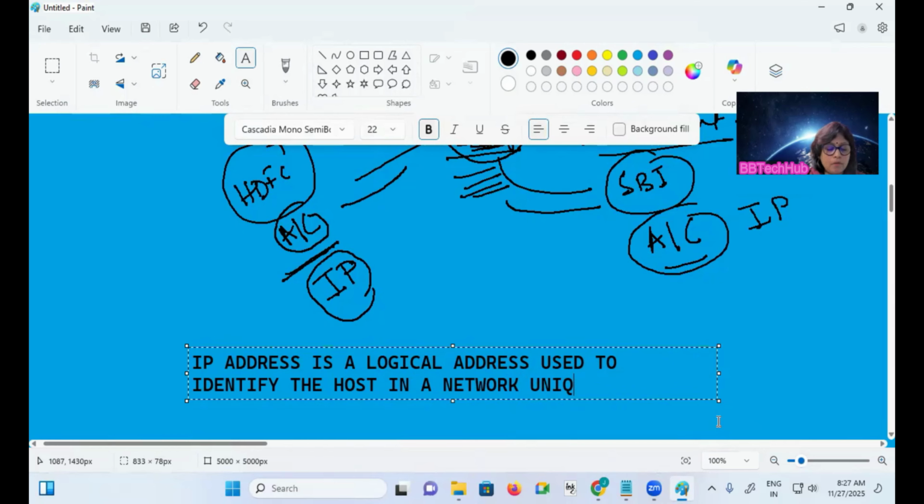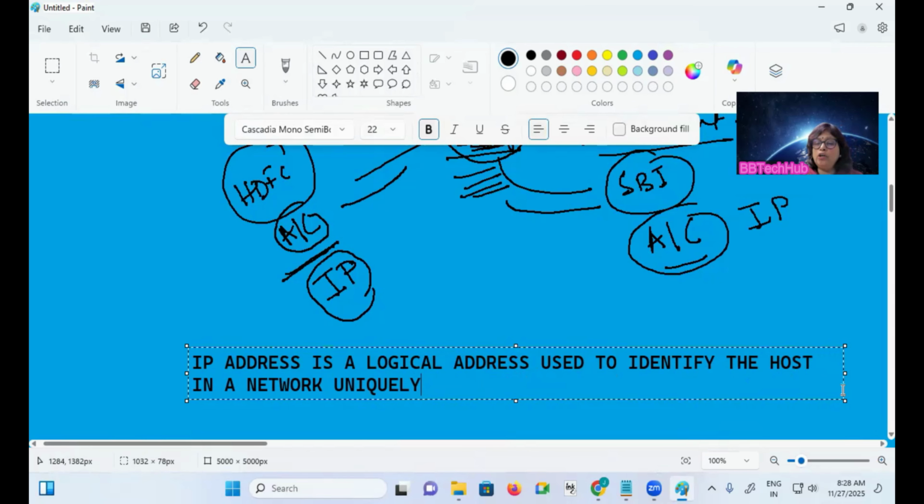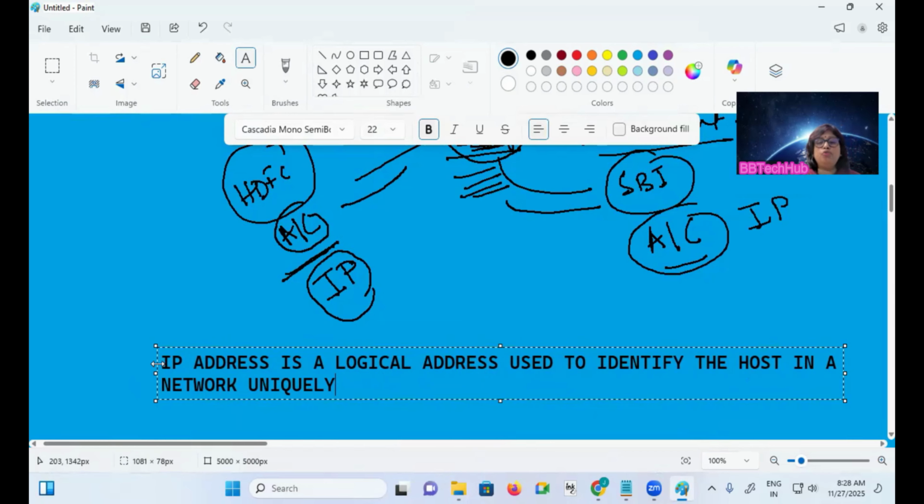Why? Because two systems' IP addresses cannot be the same, like two persons' bank account numbers cannot be the same in a bank. Am I clear? Or in an organization, two employees' employee IDs cannot be the same, because the employee is identified by using the employee ID. The same way, a host in a network is identified by a unique address, and that address is called the IP address. Why is it logical? Because it varies from network to network.